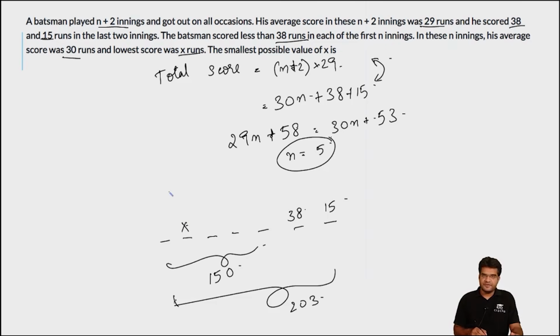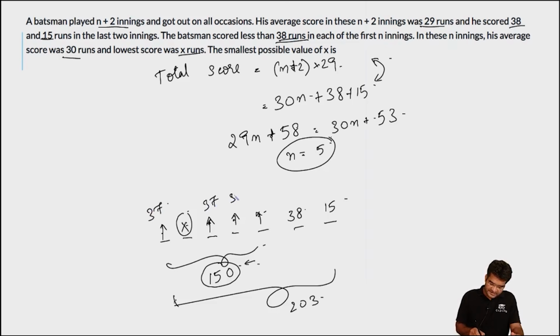We are supposed to calculate the minimum value of x. So what we'll do is we'll maximize his score in the remaining 4 innings so that the value of x will become the least, because we know that the sum of the first 5 innings is constant, that is already known, and that equals 150. So in order to minimize x, we'll maximize his score in the remaining 4 innings. Each of these scores, it is told to us, is less than 38. So we'll make each of those 4 scores equal to 37. So the sum of his scores in the remaining 4 innings is 37 into 4, which is equal to 148.